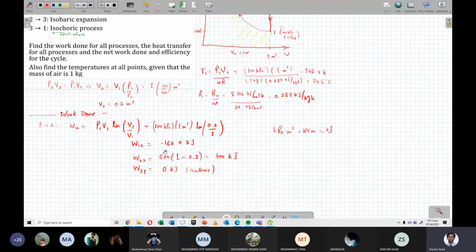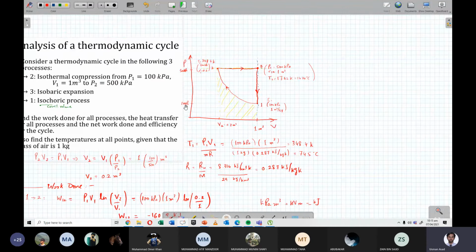Okay? So that means if you do all 3 of these, one after the other, and you get a cycle, then the overall work done is just the sum of all 3 of these. Okay? So that's just 160.9 plus 400 plus 0, right? Which is 239.1 kilojoules, which basically means that even though this is totally unrealistic and this is really bad, this is basically an engine of some sort.